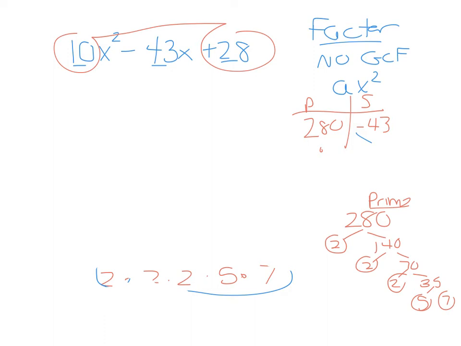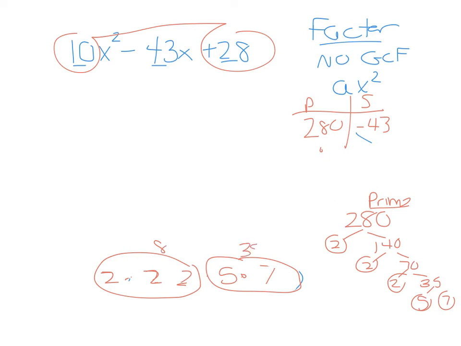The next group I'm going to try is 4 times 2 times 5 times 7. That's 10 times 7 is 70. 4 times 70, still not going to give me that negative 43. I'm going to try another group. Next group I'm going to try is the first 3 in a group and the other 2 in another group.